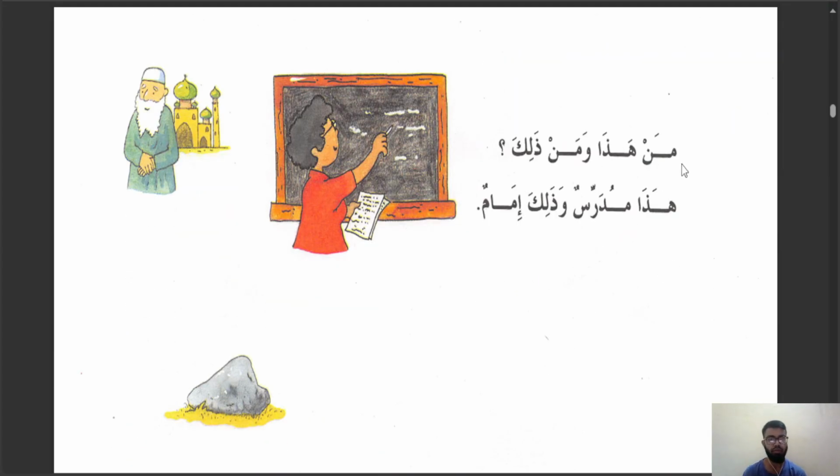Alright, another important thing, Man. We use Man for human things. So for example, Man hadha? Who is this? Wa man dhalika? And who is that? Hadha mudarrisun, this is a teacher. Wa dhalika imamun, and that is an imam or a leader. So always remember, we use Man for human things.